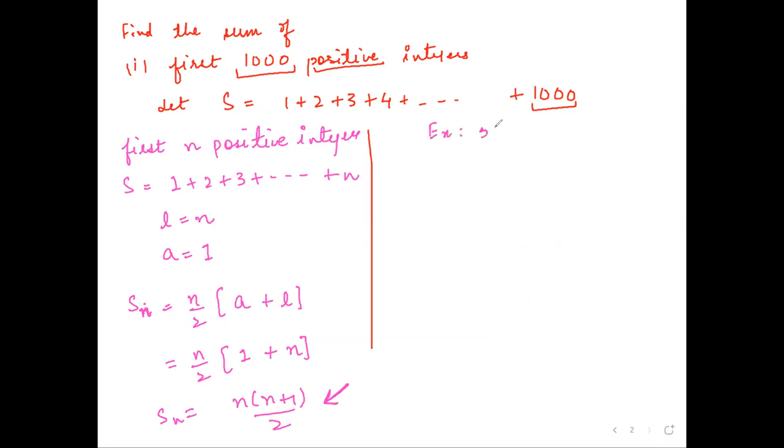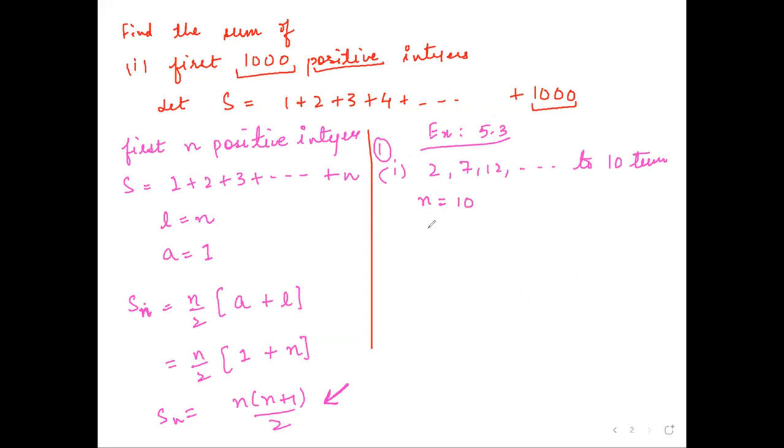Now, exercise 5.3. Read the first question in your book, both of you. Find the sum of the following AP. So first question, first part, right? So AP is 2, 7, 12, and so on to 10 terms. So you have to find the sum of first 10 terms, all right? So that means your n is 10.